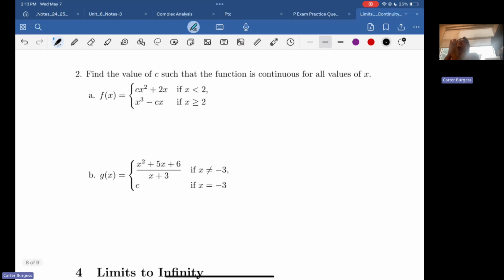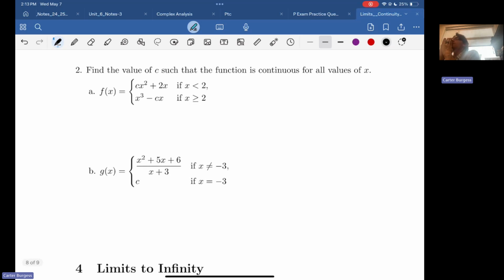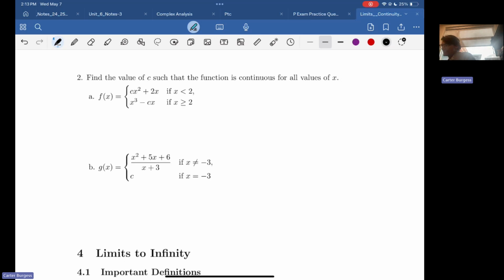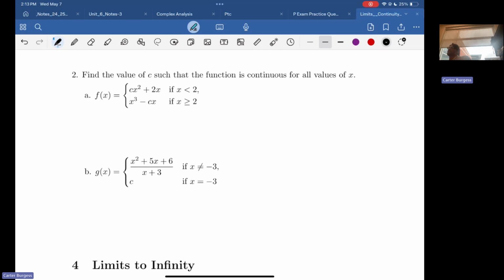Okay. Let's take a look at example 2 here. Similar kind of question. These are fun ones, and we'll look at a couple that are interesting here. So we are trying to find the value of c such that our function is continuous for all values of x.